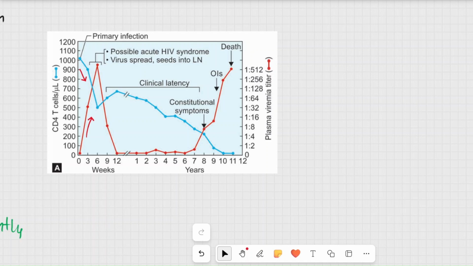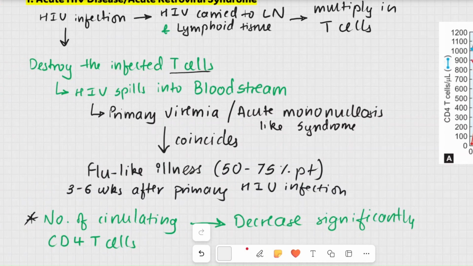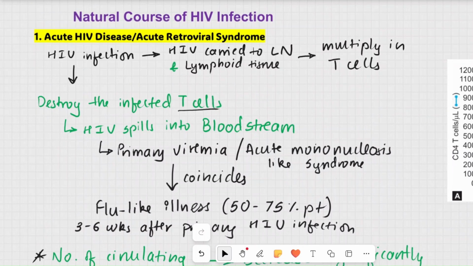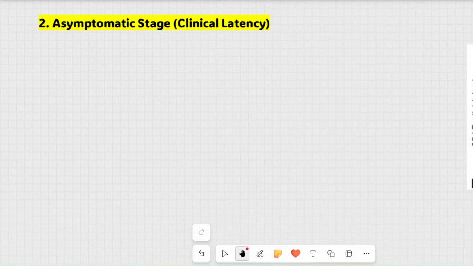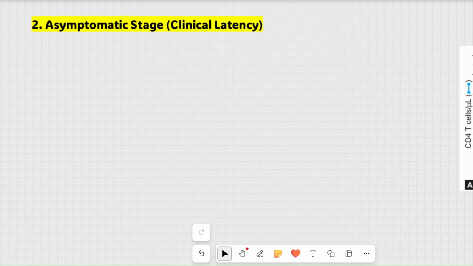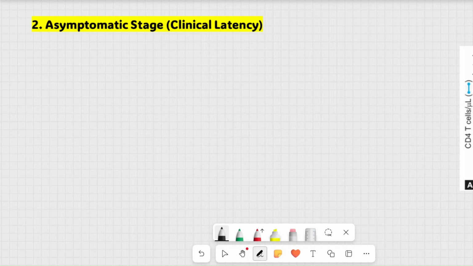So if I am seeing CD4 T cell count decreasing and plasma viremia titer increasing, this is what is called the first stage, that is your acute HIV disease or acute retroviral syndrome. Okay, let's move on towards the second stage, that is the asymptomatic stage or the stage of clinical latency, guys. Okay, so in this stage, what is happening now? Right. Now look, in the first stage we all had a look that virus is entering inside the body, it is multiplying in the T cells, it is destroying the T cells, therefore CD4 T cell count is decreasing and the amount of virus in the blood is increasing, that is viremia is coming into picture and the patient is having a flu-like symptom.